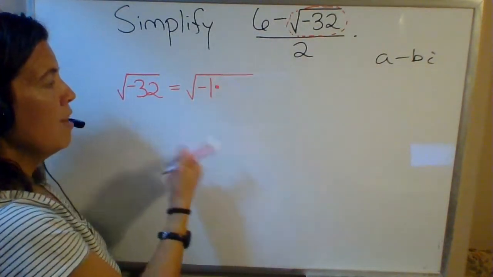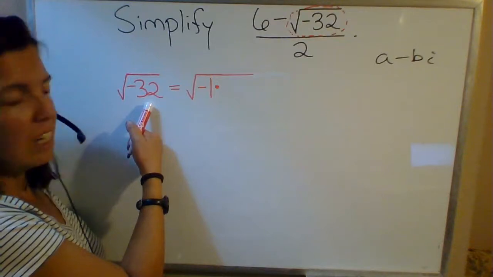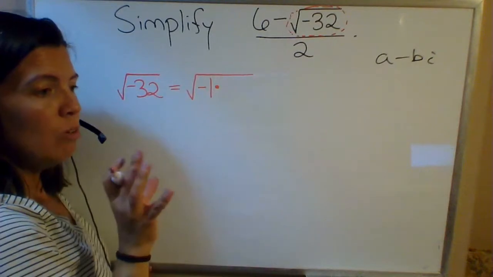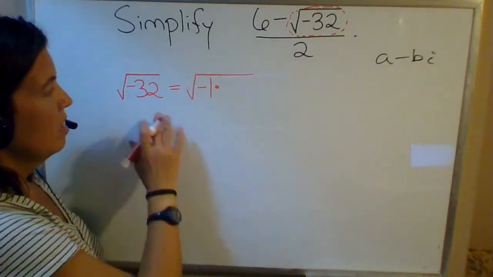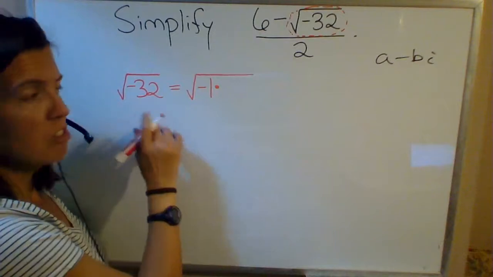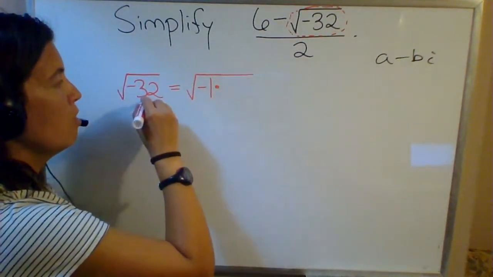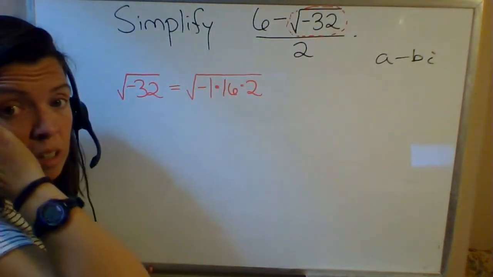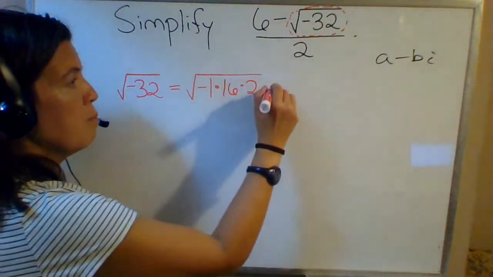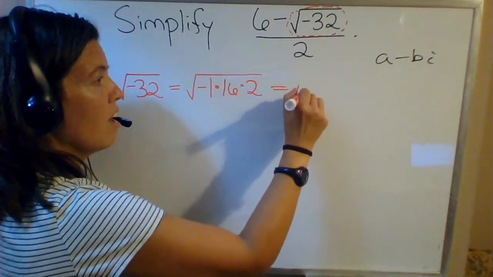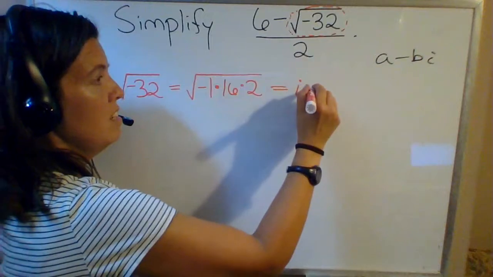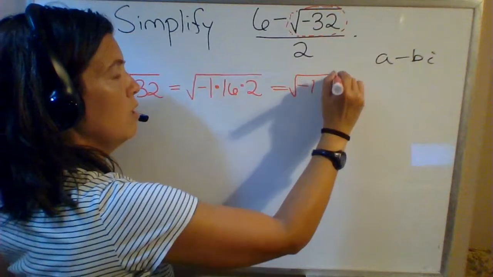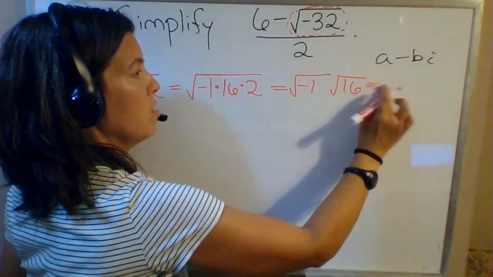And then I also want to think about what perfect square divides evenly into 32. Keep in mind, try to identify the biggest perfect square that's a factor of 32. And if you're successful, then you'll remember that 32 is 16 times 2. That's the best way to do this. And so now you can take the square root of each part of that product. So the square root of negative 1 is i. The square root of 16 is 4. In fact, I'm going to write it this way first. So this is equal to the square root of negative 1 times the square root of 16, times the square root of 2.